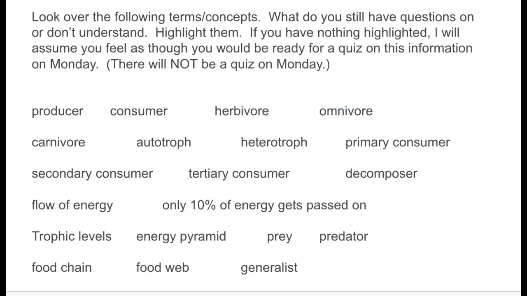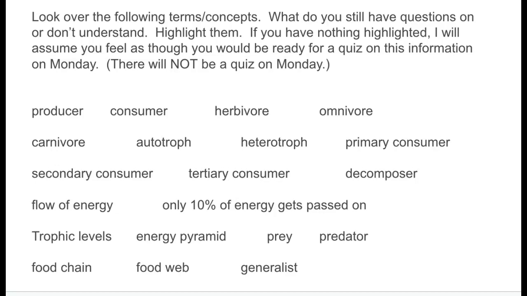Look over the following terms and concepts. What do you still have questions on or don't understand? Highlight them. If you have nothing highlighted, I will assume you feel as though you would be ready for a quiz on this information on Monday. There will not be a quiz on Monday.